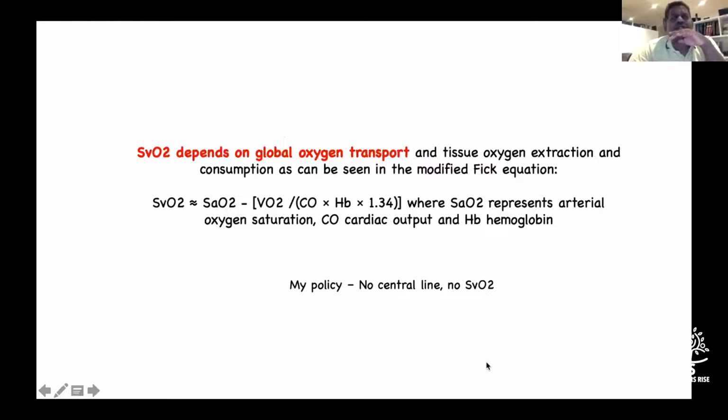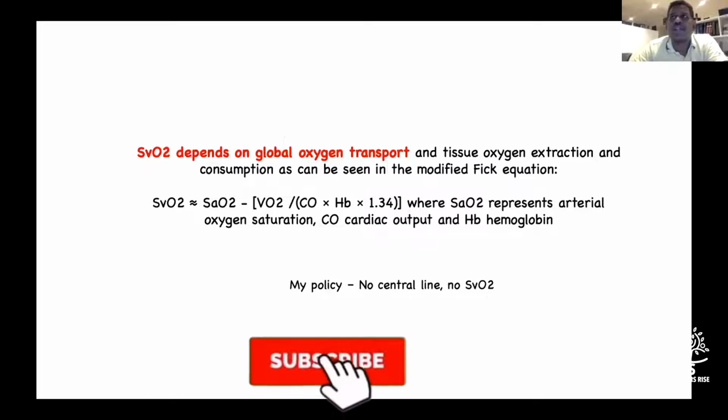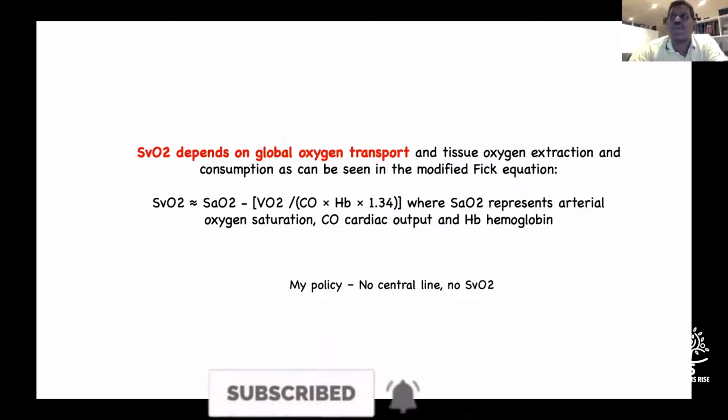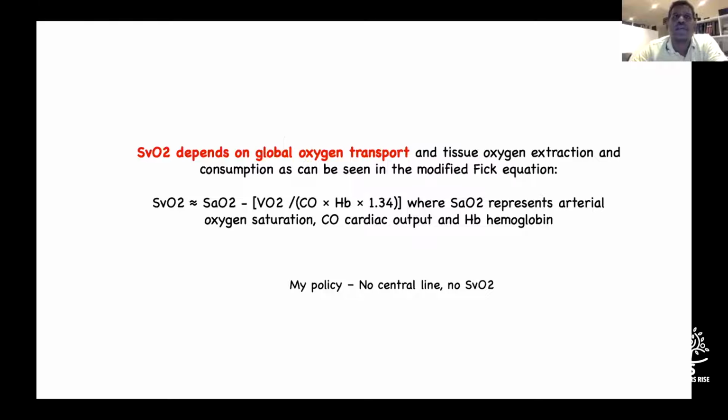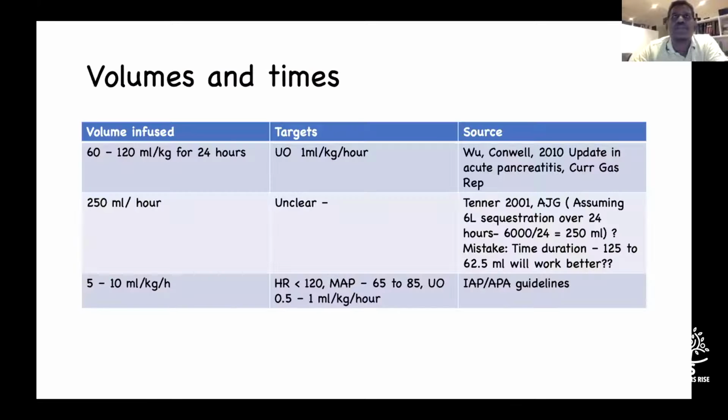Some of the studies in acute pancreatitis mention this SVO2, the central venous oxygen saturation. I've given the formula. My policy is that I don't use the central line, so I never use the SVO2. One of the senior intensivists in the city told me about the problems in the reverse study in the Surviving Sepsis guidelines and the bias behind it. So I stopped using this SVO2 a long time back, even in patients with sepsis.